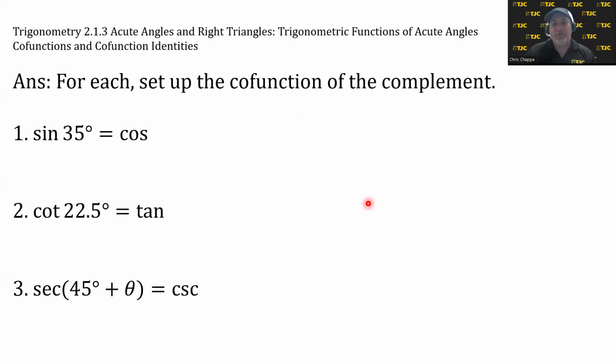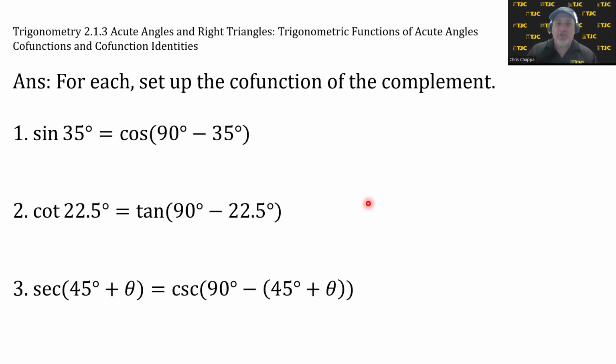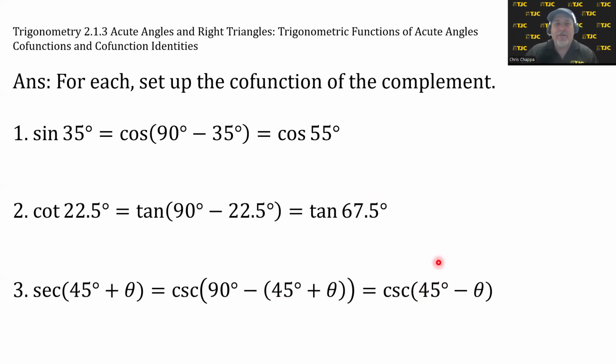And then we're going to set up an expression to calculate the complements, which is to subtract each angle from 90 degrees. Notice in the bottom when we subtracted the 45 degrees plus theta from 90, we did have to put it in parentheses because we're subtracting. And then we just simplify. We get cosine of 55 degrees on the top, tangent of 67.5 degrees for number 2.